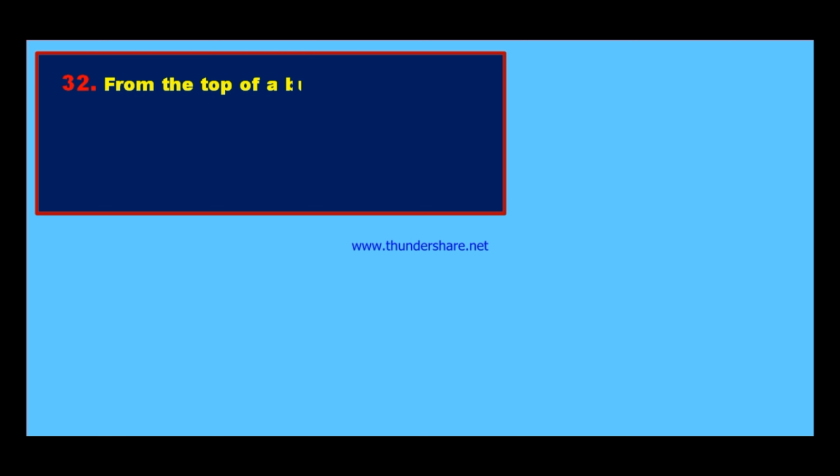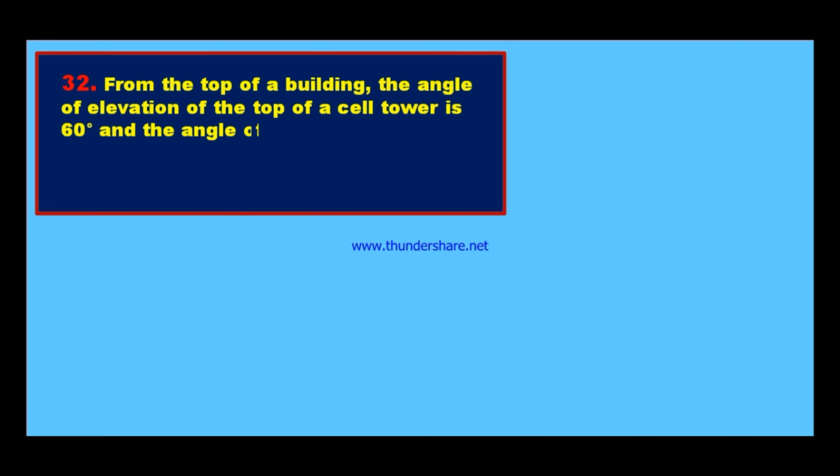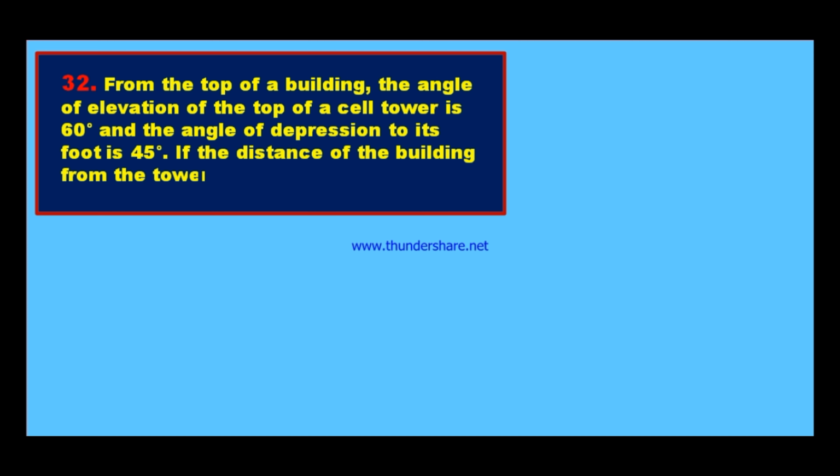Another question now. From the top of a building, the angle of elevation of the top of a cell tower is 60 degrees and the angle of depression to its foot is 45 degrees. If the distance of the building from the tower is 7 meters, then find the height of the tower.